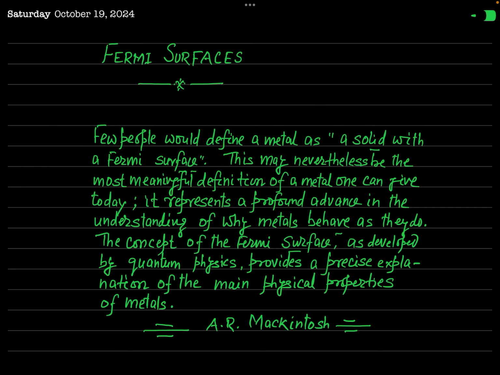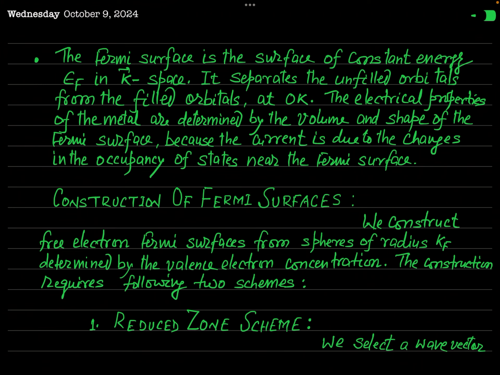Okay? Now in this first lecture on the Fermi surface, we will first of all see what this Fermi surface is and how it is constructed. In fact, when you talk about the Fermi surface, this is a surface of constant energy. And constant energy in which space? Actually, this Fermi surface is defined as a surface of constant energy epsilon F in k space, or you can say in momentum space. So if you imagine a surface in momentum space or k space, and the energy is everywhere the same on that surface, it will be called a Fermi surface.